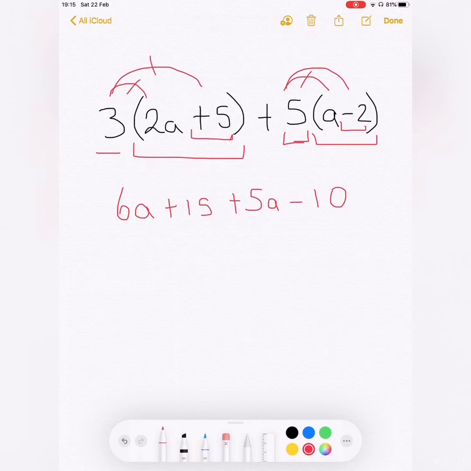And then we just need to collect the like terms. So we see we've got a 6a and a 5a there. So that gives us 11a. And then we've got 15 minus 10, which is positive 5.